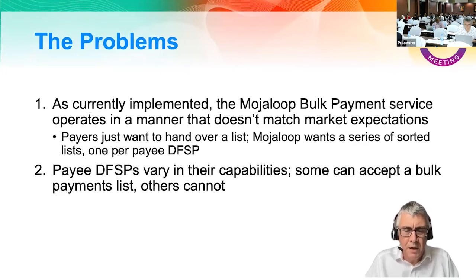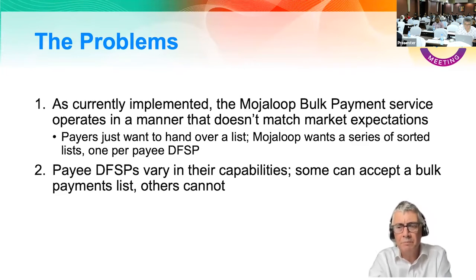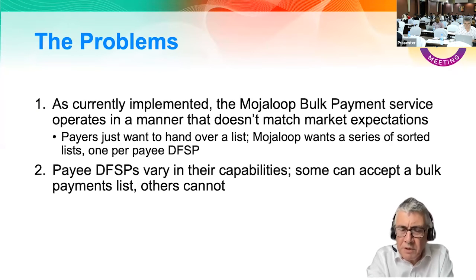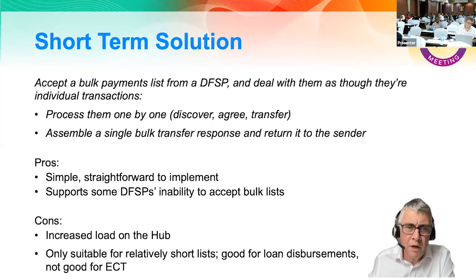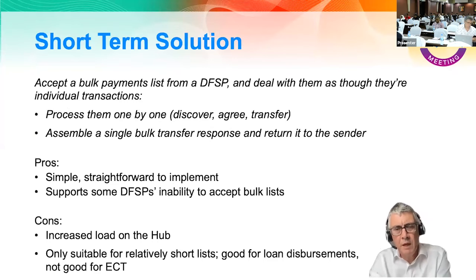And secondly, payee DFSPs vary quite significantly in their capabilities, as we've learned from Myanmar and elsewhere. Some can accept a bulk payments list, others can't and expect just individual transactions. So how do we both address that mismatch in market expectations and also deal with the limited capabilities of some DFSPs? Well, we have a short-term solution.